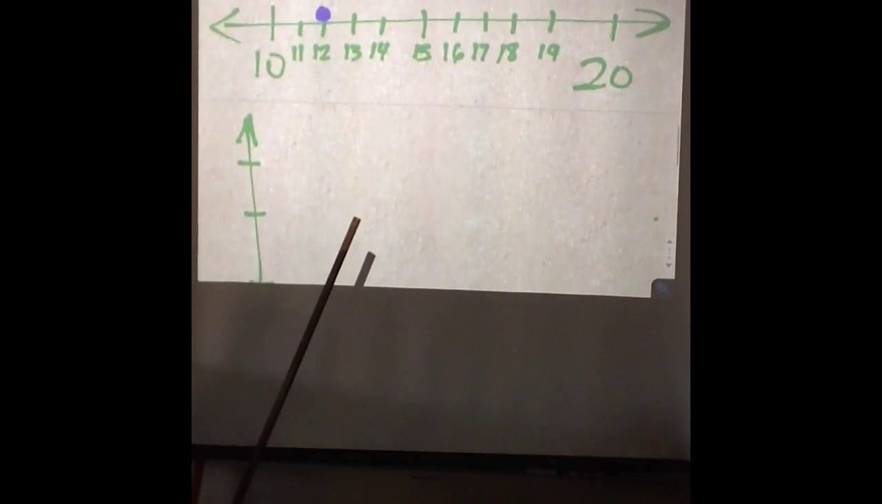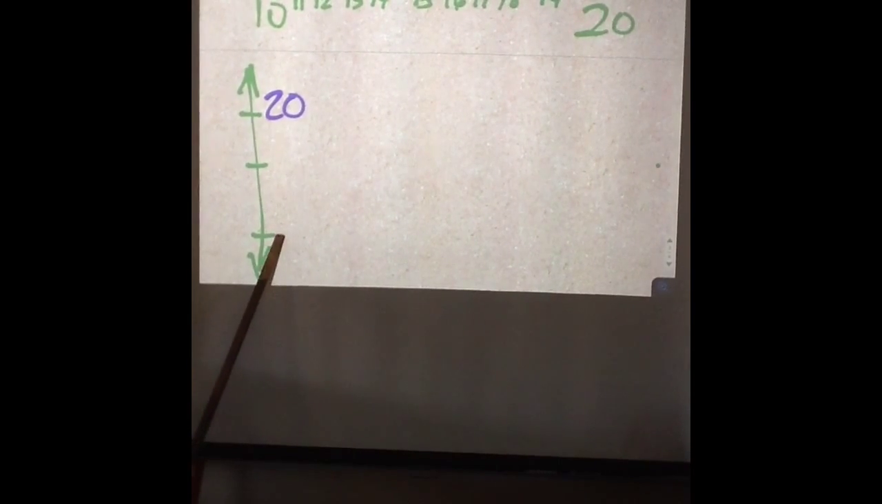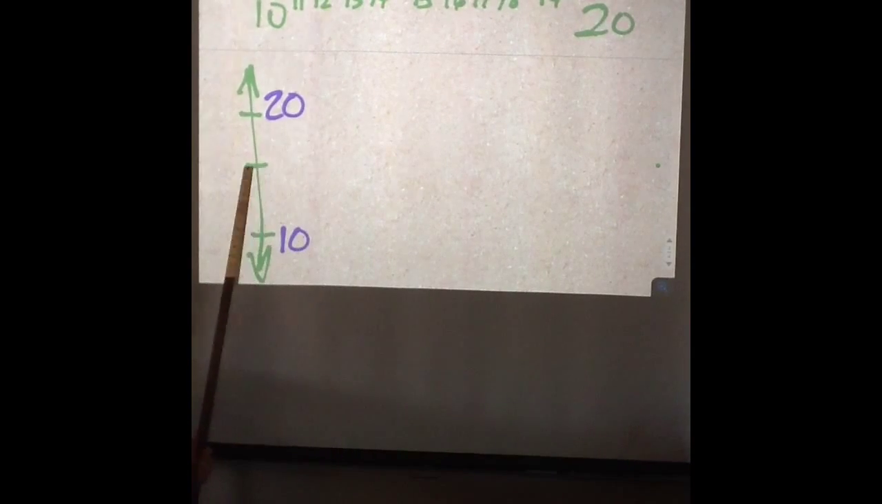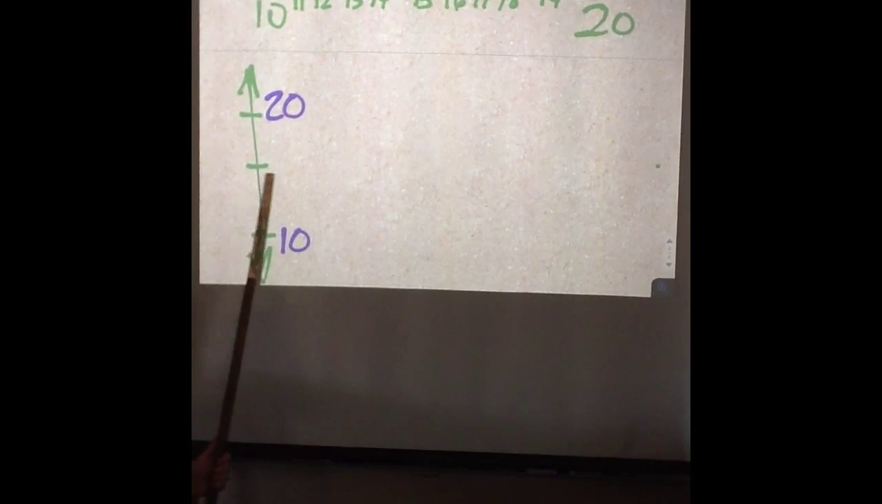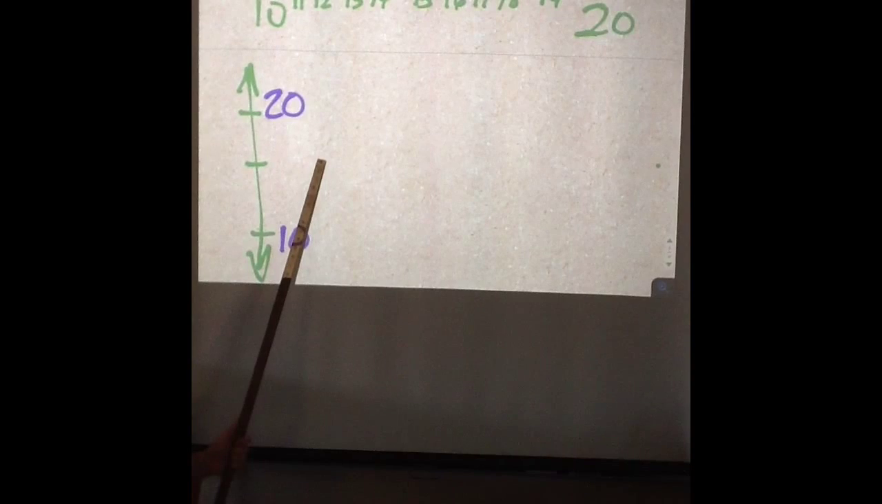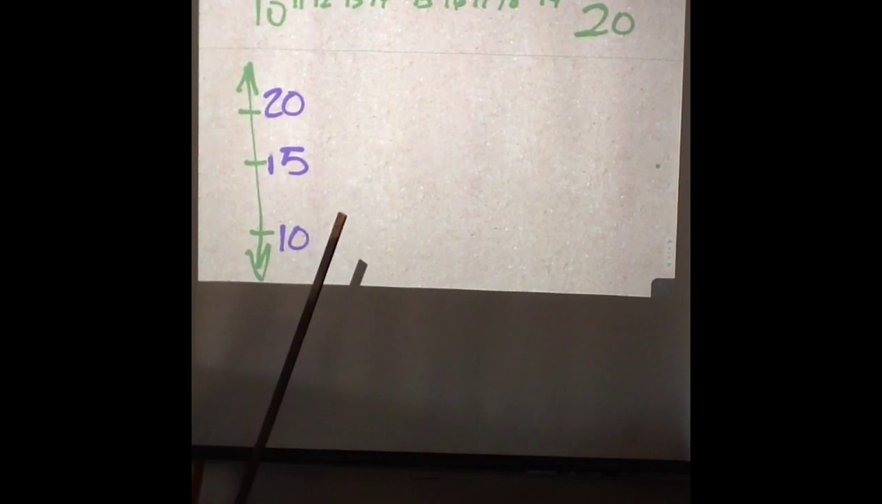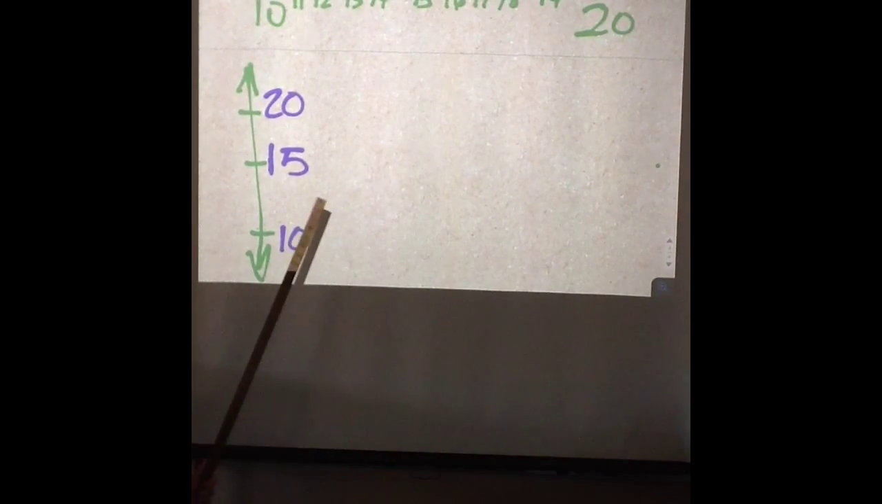So I'm going to write that. What am I going to put on the top? I'm going to put a 20. And what am I going to put on the bottom? A 10. And what's this right here, do you think? In the middle of 10 and 20. So this would be 15, right? Okay, so we have 10, 15, 20.